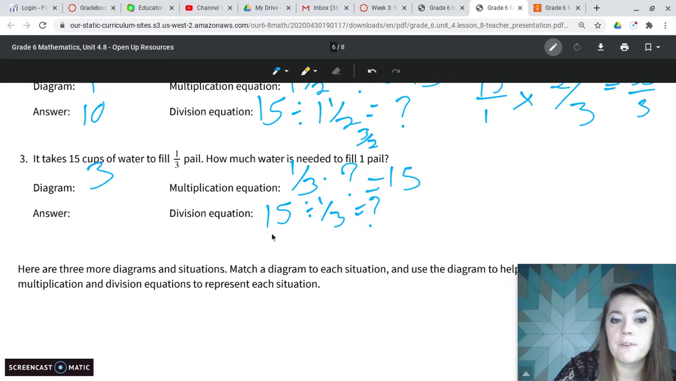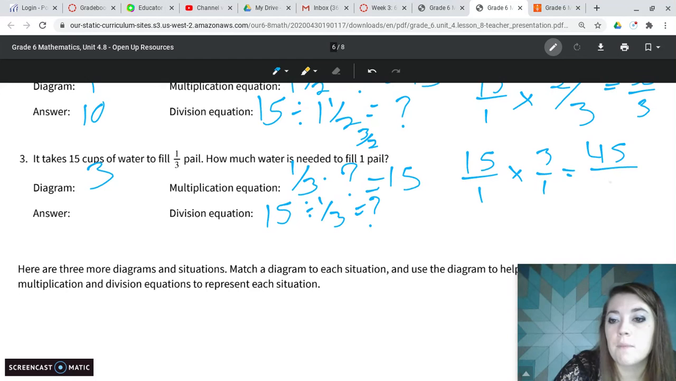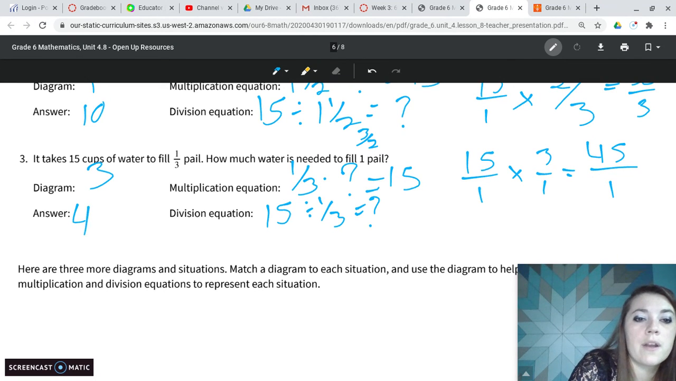So if we take 15, remember we're doing same times flip because we're dividing by a fraction, 15 over 1 times, we flip the 1/3, so we end up with 3 over 1. So 15 times 3 is 45. 1 times 1 is 1, so it's just 45 cups.